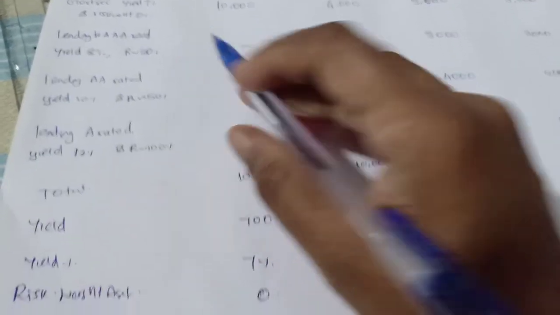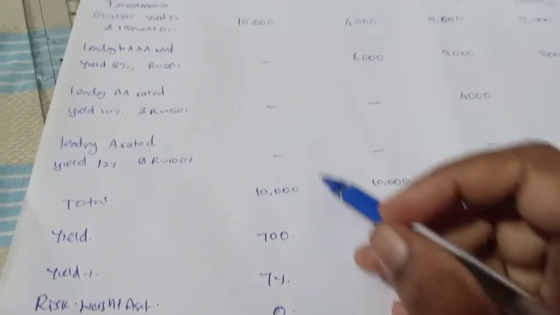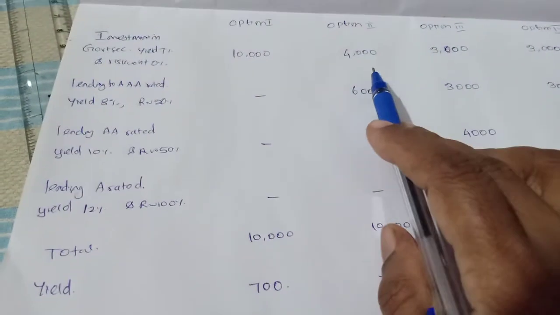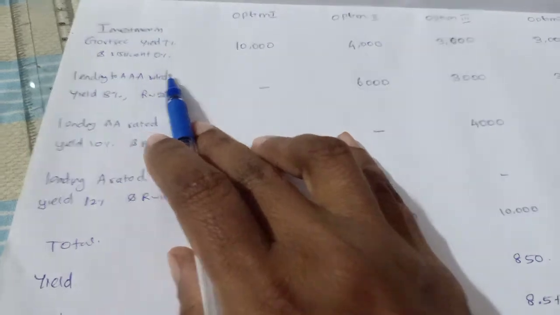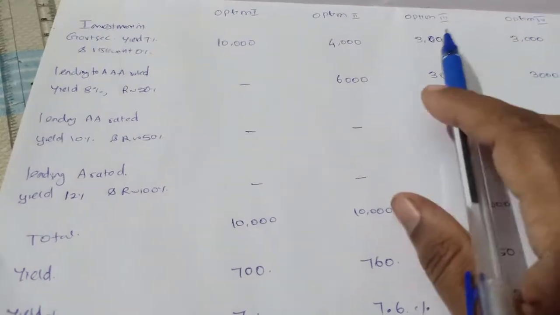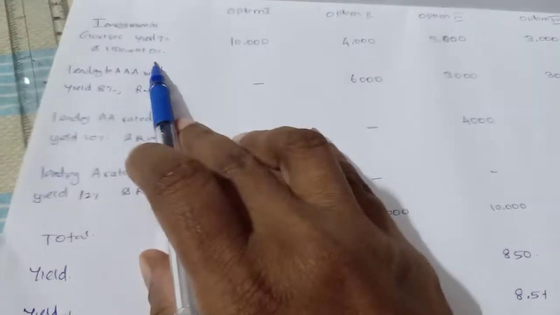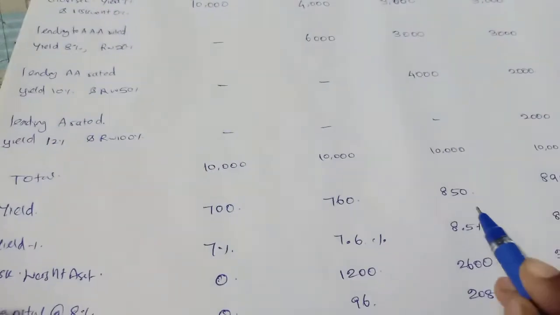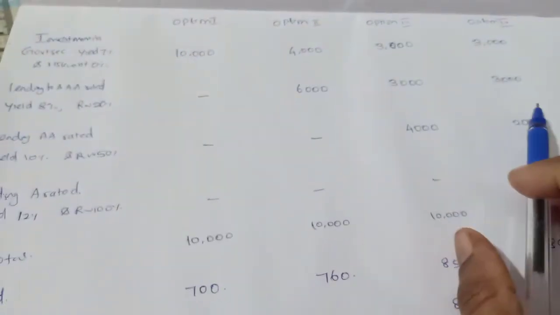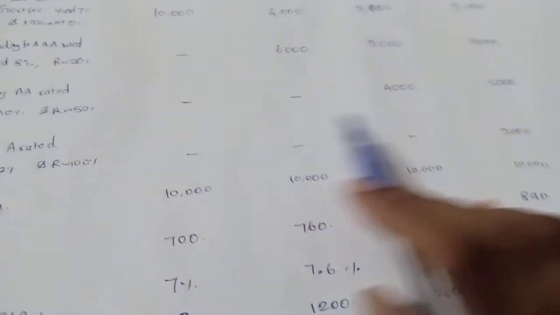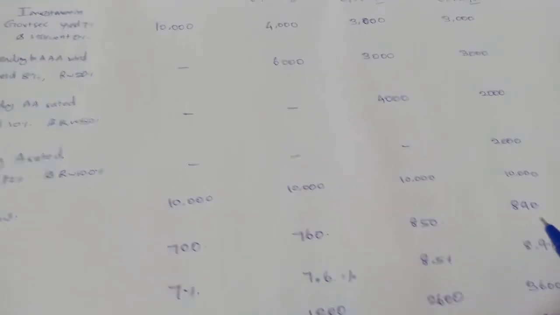For 10,000 the yield is 7%, so 10,000 into 7 by 100 gives 700. For option 2, 4,000 into 7 by 100 plus 6,000 into 8 by 100 gives 760. For option 3, 3,000 into 7 by 100 plus 3,000 into 8 by 100 plus 4,000 into 10 by 100 gives 850. And for option 4, 3,000 into 7 by 100 plus 3,000 into 8 by 100 plus 2,000 into 10 by 100 plus 2,000 into 12 by 100 gives 890.